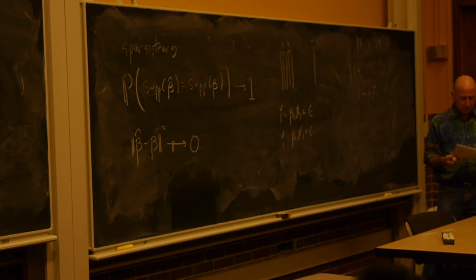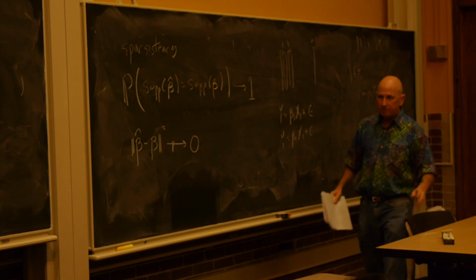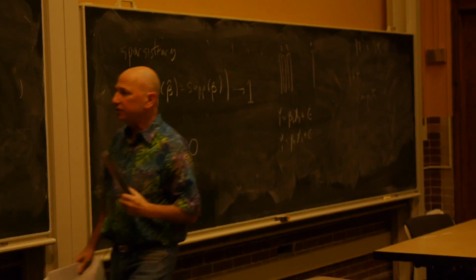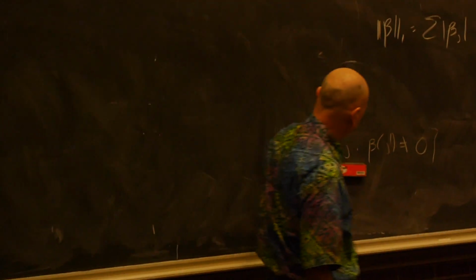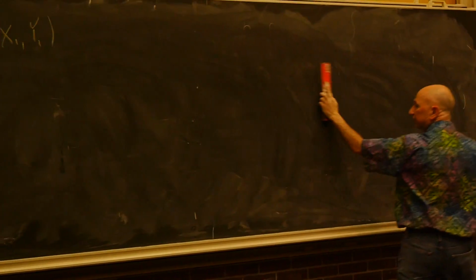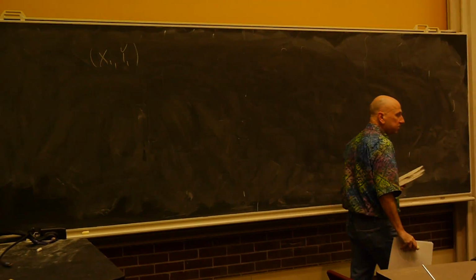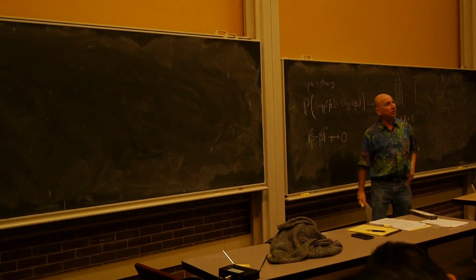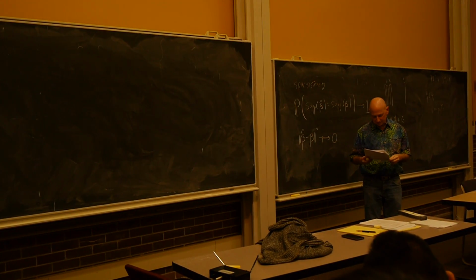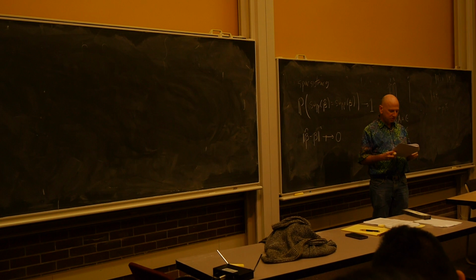But let's actually prove theorem 13, which is, remember I proved on Tuesday the result about the prediction error of least squares. Well, the same result basically holds for the lasso. I really love this result. It's very simple. It's very beautiful.